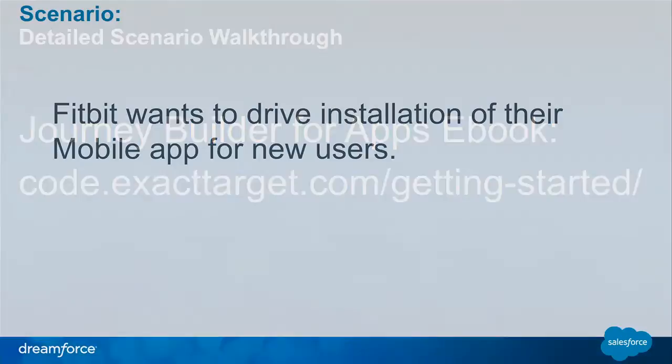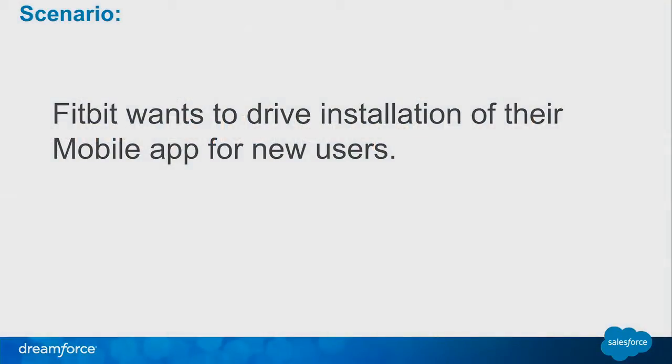And so what are we going to do today? Well, we are going to walk through an example scenario where Fitbit wants to drive installation of their mobile application for new users. So let's say you are a brand new Fitbit customer. You just bought a Fitbit device. You registered for an account on their portal. Now we want to go ahead and drive you towards a mobile installation. So I'm going to show you how you might do that with our APIs, SDKs, and Journey Builder.